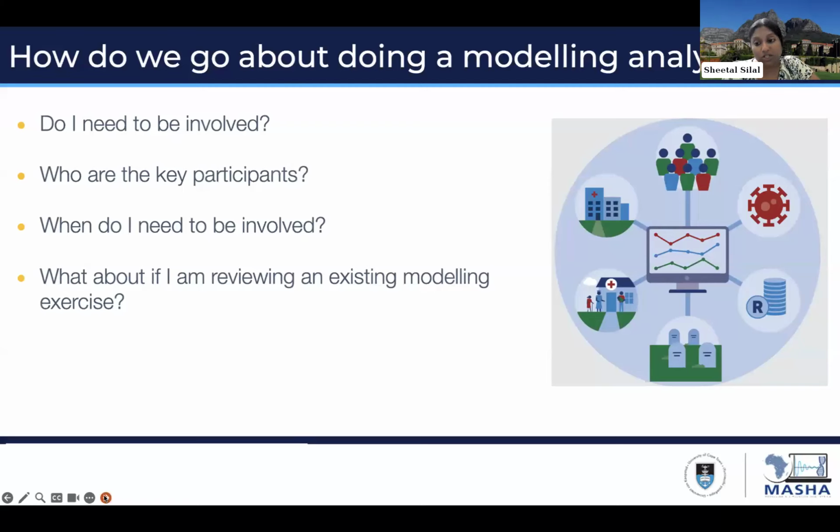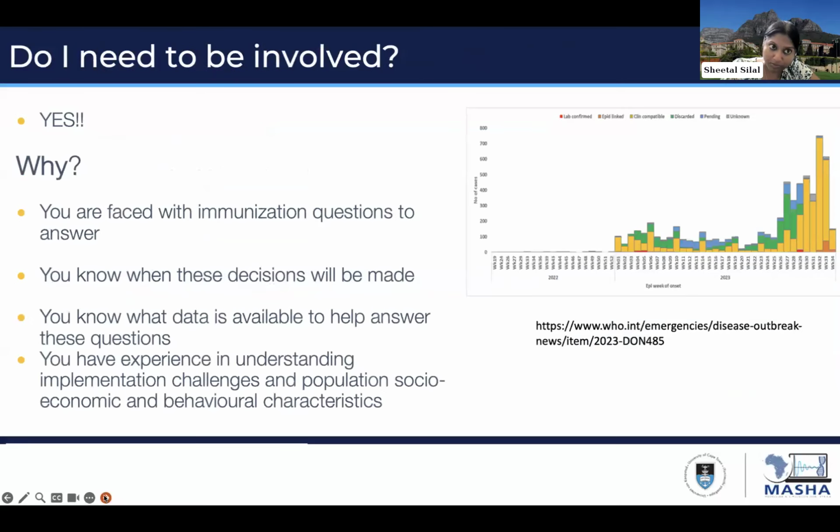So these are some of the questions that I'd like to deal with today. Firstly, do you need to be involved? And the answer to that is yes, definitely yes. And if we have to probe further as to why, you as decision makers, or those involved in providing evidence or advice on immunization questions, are the people who are faced with the immunization questions that need to be answered.